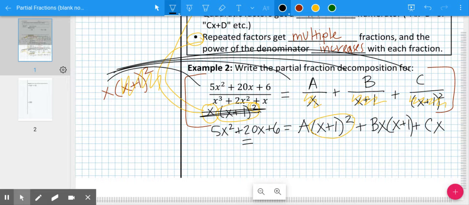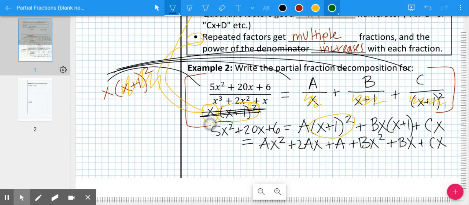Hopefully what you got was ax squared, 2ax, a, bx squared, bx, and cx. Now, let's go ahead and match our corresponding terms.